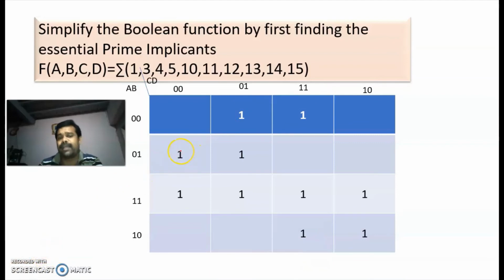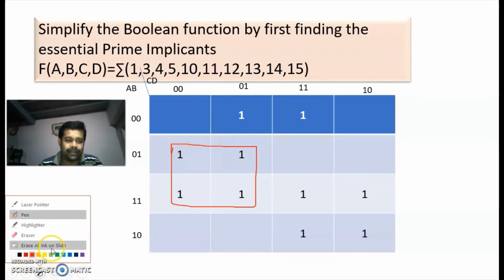Next I'm coming here. So this one can be grouped only in this way. So no other way. So this is an essential prime implicant.